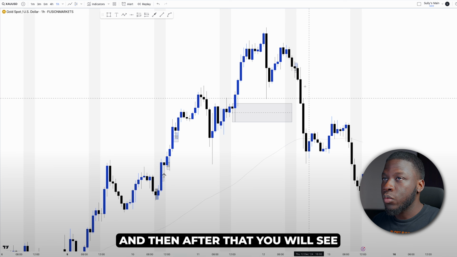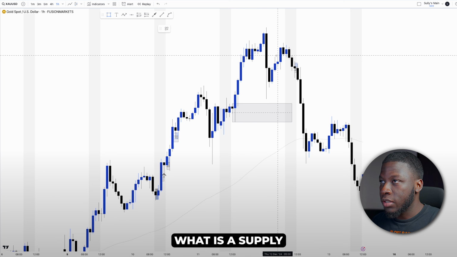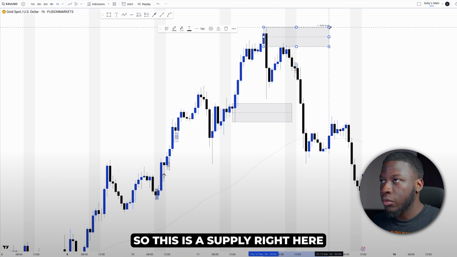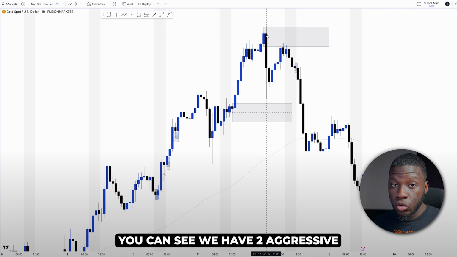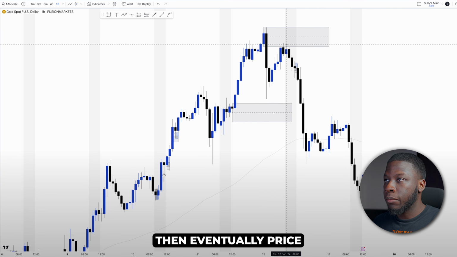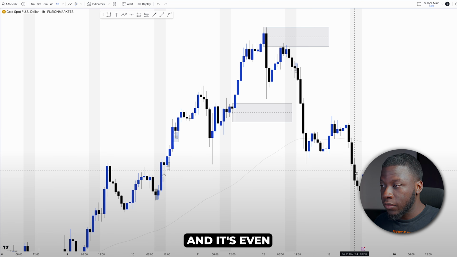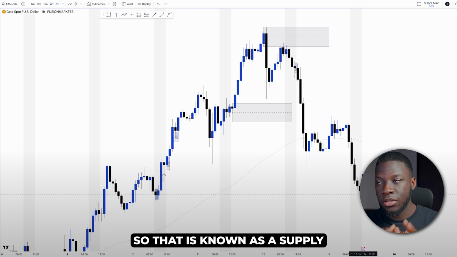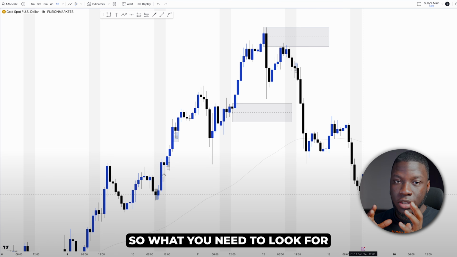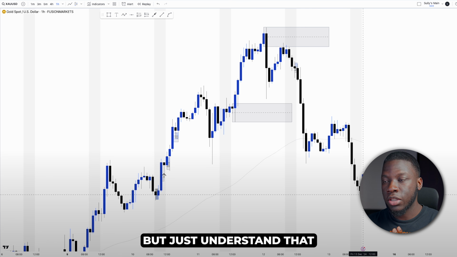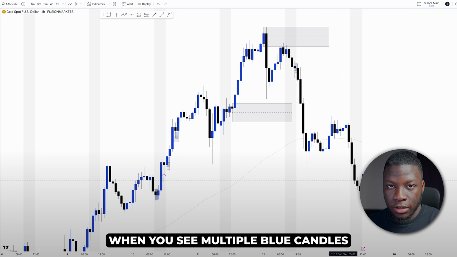And then after that, you will see that we then have a supply. What is a supply? Supply is the opposite, right? So this is a supply right here. You can see we had 2 aggressive black candles. Then eventually price kept going down and down, multiple black candles, and it's even still going down up till now. So that is known as a supply. What you need to look for, we will get into shortly, but just understand that when you see multiple blue candles, you have demand.